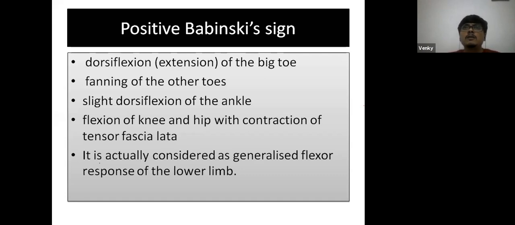Okay. So for this, you have to expose the lower limb up to the tensor fascia lata, and the external genitalia should be covered. So before doing the plantar response, first you cover the external genitalia and expose the whole thigh and the leg, and then you do it. Anyway, we will see only the extension of the toe, but the examiner will look whether you are seeing the whole response or not.